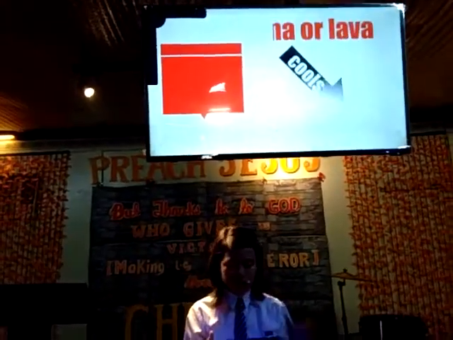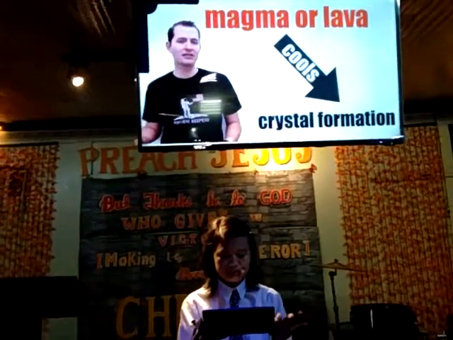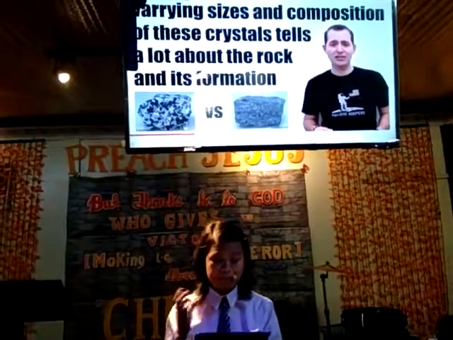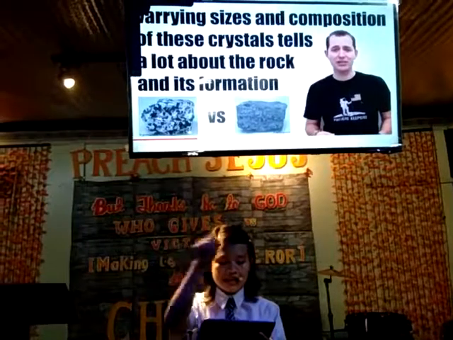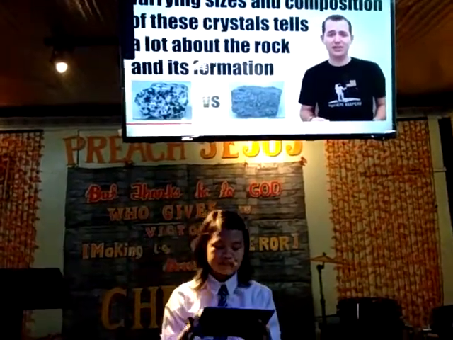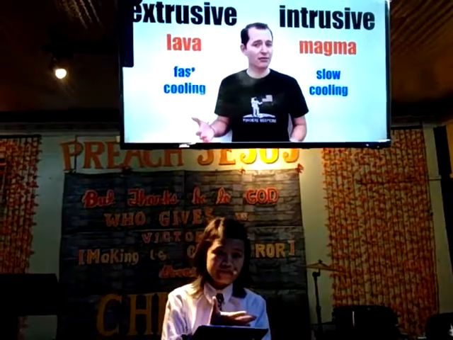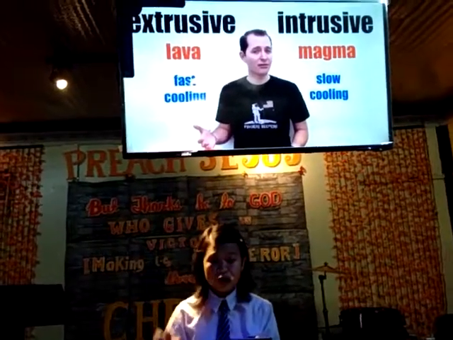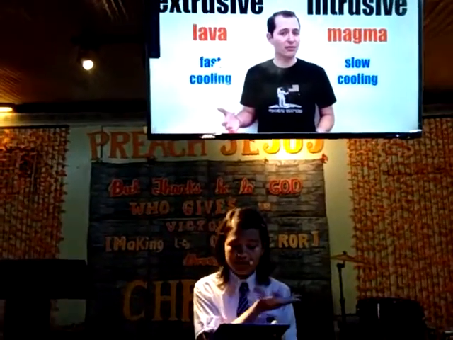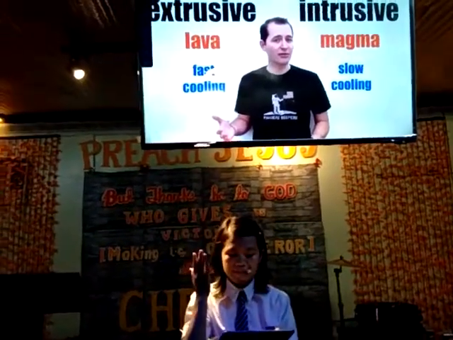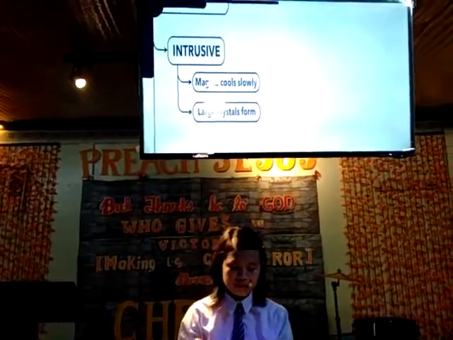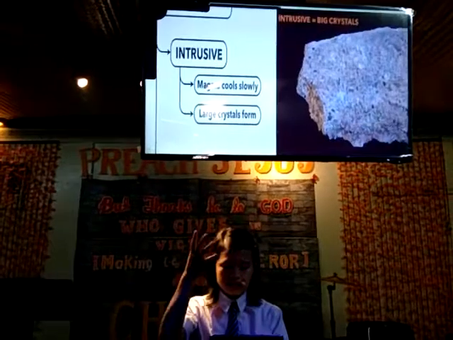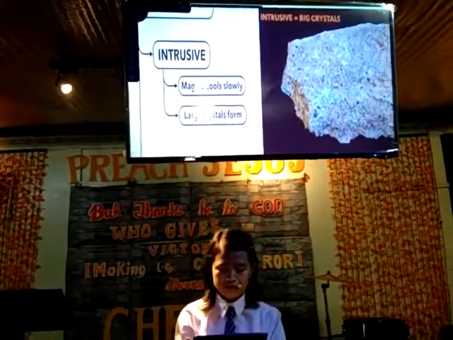So magma pulls crystal formation. And it talks about varying sizes and composition of these crystals. Tells a lot about the rock and its formation. Extrusive lava, fast cooling. Intrusive magma, slow cooling. Again, extrusive lava, fast cooling. Intrusive magma, slow cooling. So intrusive magma cools slowly, large crystals form. This is the picture or the photo.